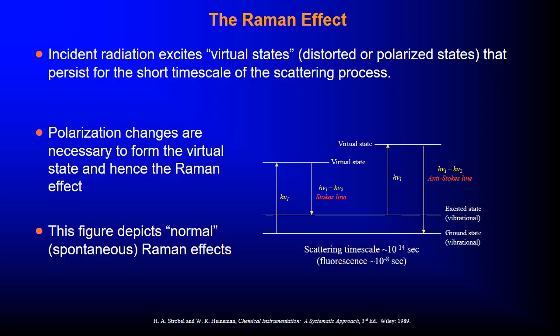We are showing those virtual states, as you can see there. After there is scattering, there is that energy, hν1 minus hν2, and then you can see the virtual state, and you can get the difference, and that difference is characteristic.